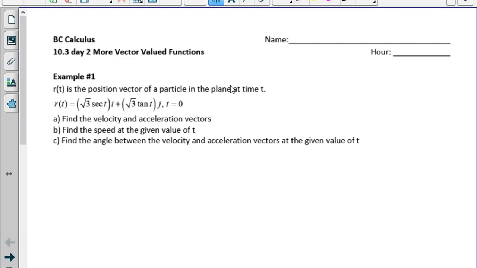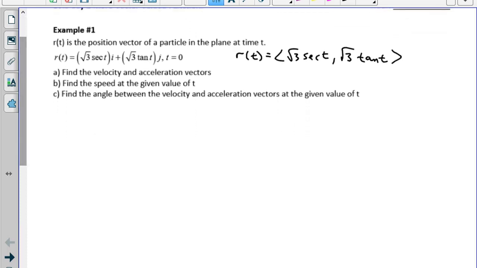For examples for vector-valued functions, example 1: r of t is the position vector of a particle in the plane at time t, where they give us r of t. So we can also write this as a vector in this form: root 3 secant t, root 3 tangent t. And that's the form that I'm going to use the rest of this problem, just for my own ease. Find the velocity and acceleration vectors.